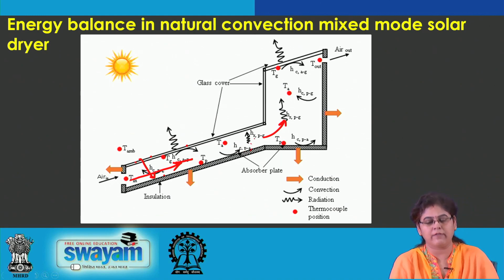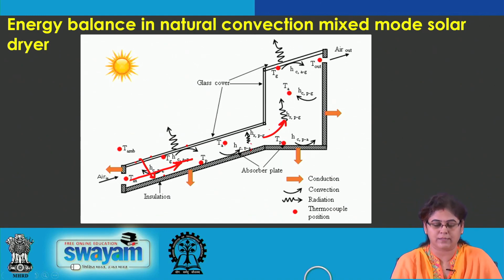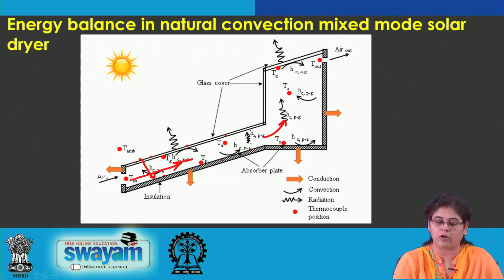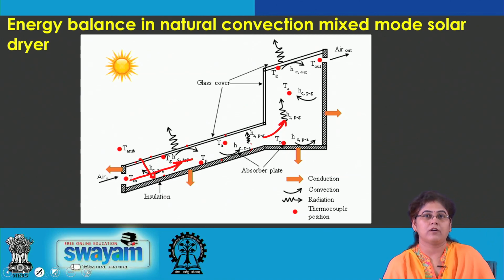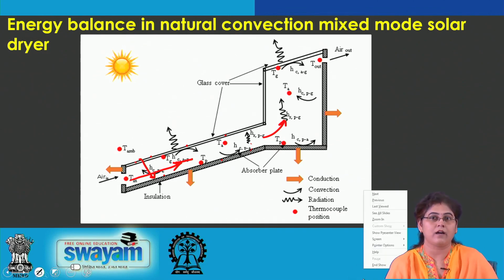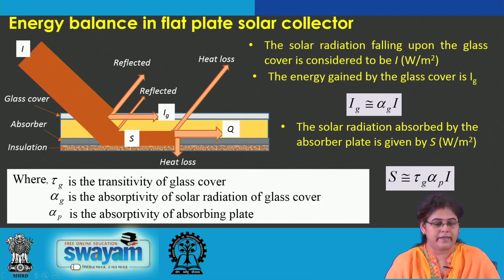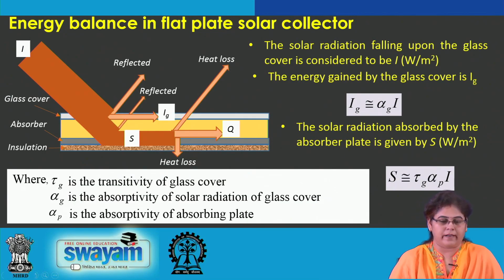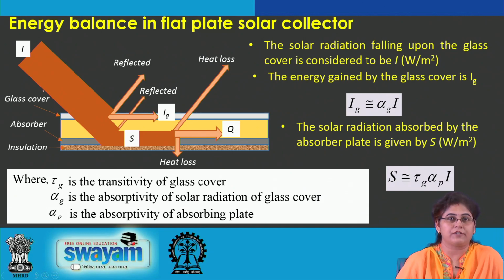There are convective as well as radiative heat losses from the plate to the cover glass, and a similar phenomenon also occurs inside the drying chamber. To better understand the performance of solar dryers, the energy balance equations at different components of the dryer have to be taken care of. So, here for a flat plate collector, we have deduced the energy balance.